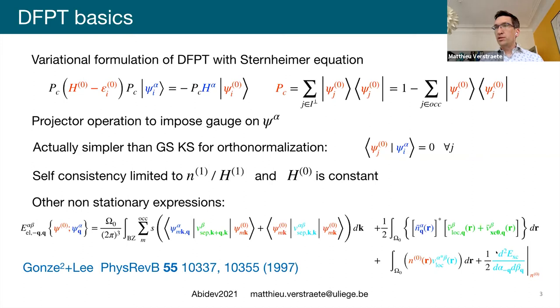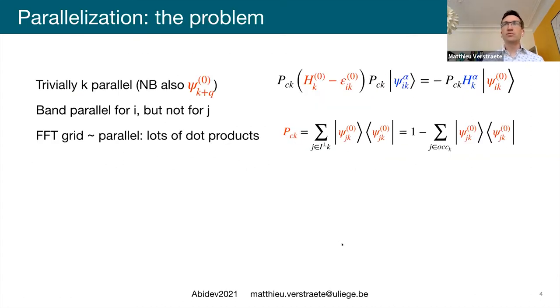So all the green and turquoise quantities we have analytically inside the codes. In PAW, I spare you all the expressions, but it's much more horrible because there are many, many more terms, but the idea is exactly the same. So these equations are trivially parallel with respect to K. I've put some more indices in here.